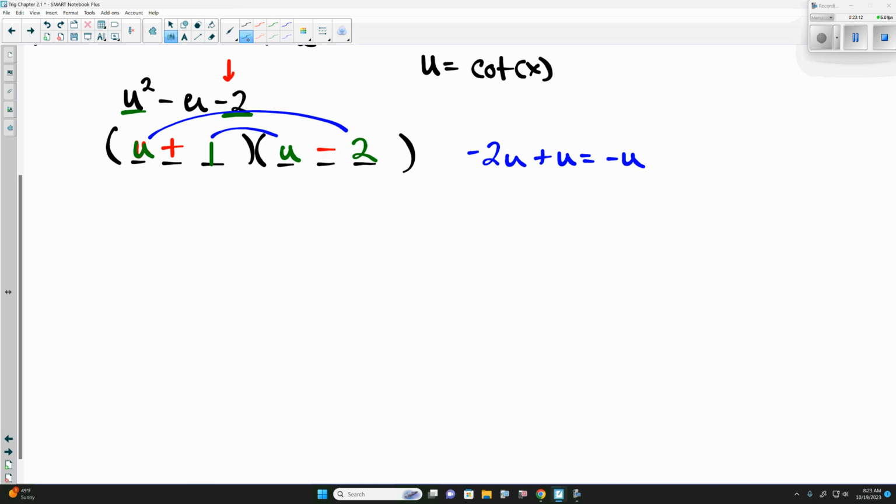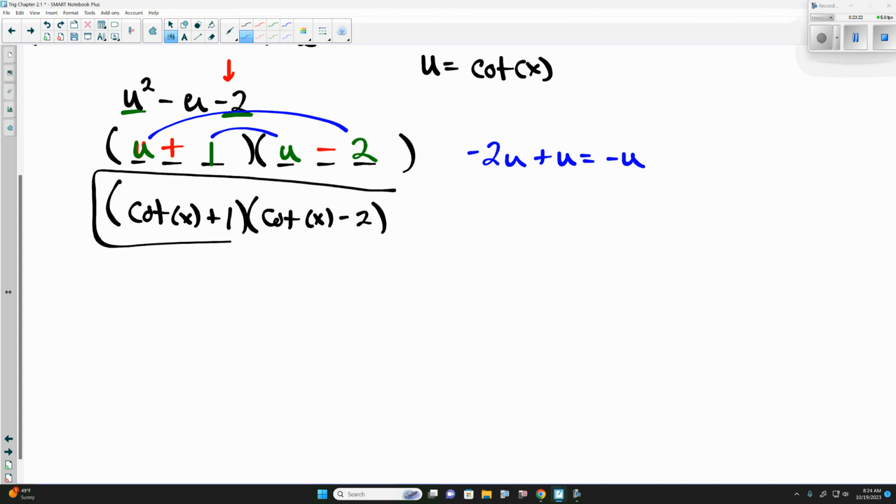But to finish this out, we have to replace u with cotangent of x. So we have cotangent of x plus 1 times cotangent of x minus 2. And that's our final answer. Questions on this here? We're ready for the next one.